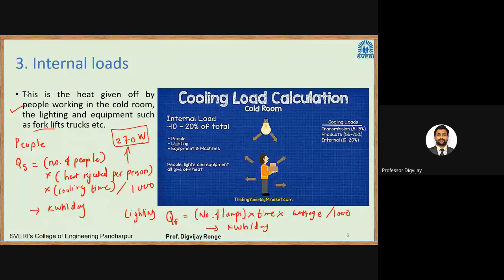Third is internal loads. Internal loads means there will be workers who will come inside the cold room. So the heat emitted by those workers, plus the load due to whatever lighting we are providing inside the cold room, that also we have to consider. That will be considered under internal loads.